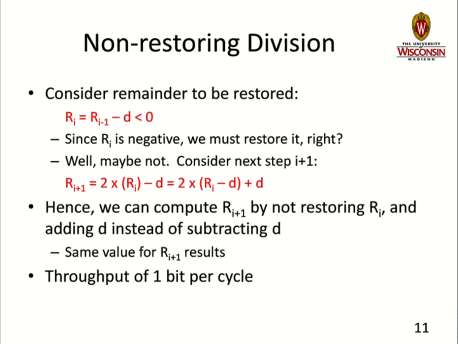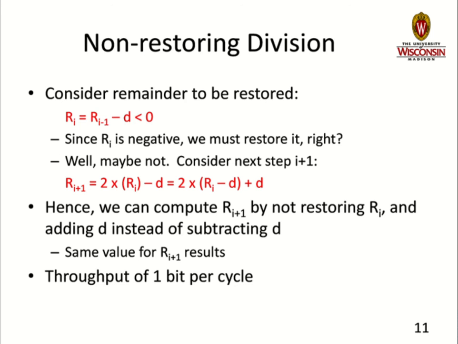the exact value that we had was r sub i minus d. So rather than restoring that and then shifting it, we'll simply take that non-restored value, we'll shift it, and then instead of subtracting, we'll add. And mathematically, we'll get an equivalent remainder for the next time step when we do that.